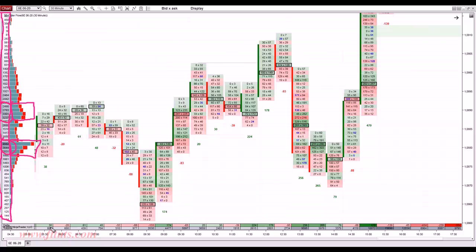Now the next video is going to be on the settings of the volume profile, how you can set it up, all the visual things you can change within the chart. So I'll see you in there.